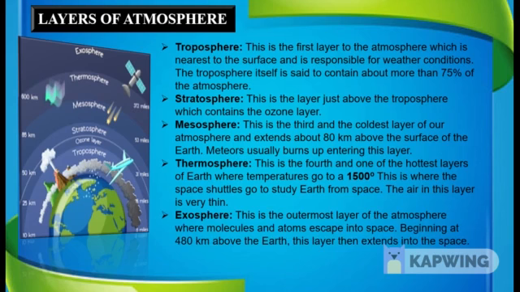Now the last layer of the atmosphere is the exosphere. This is the outermost layer of the atmosphere where molecules and atoms escape into space. Beginning at 480 km from the earth, this layer then extends into space.